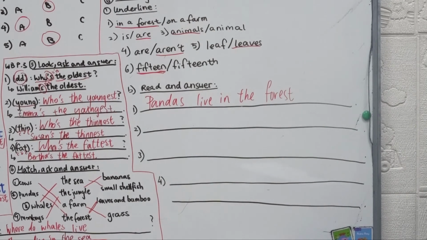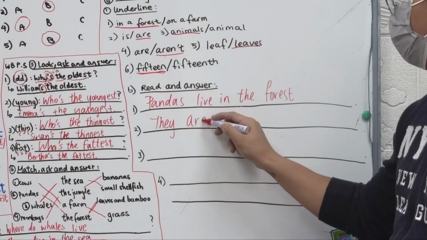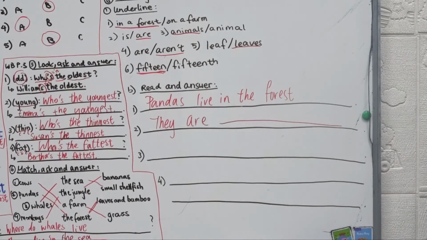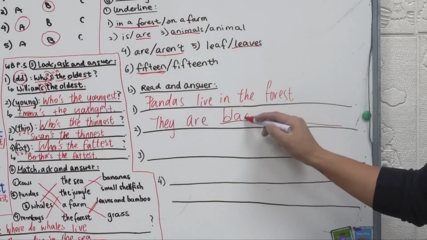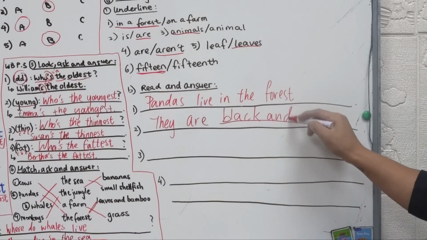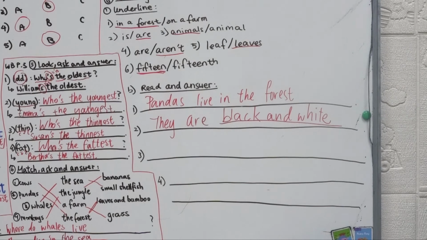Question number 2. What color are they? What color are pandas? They are... What color? Crystal, what color are pandas? What color are they? Can you tell me? Right, they are black and white, right? Pandas are black and white.